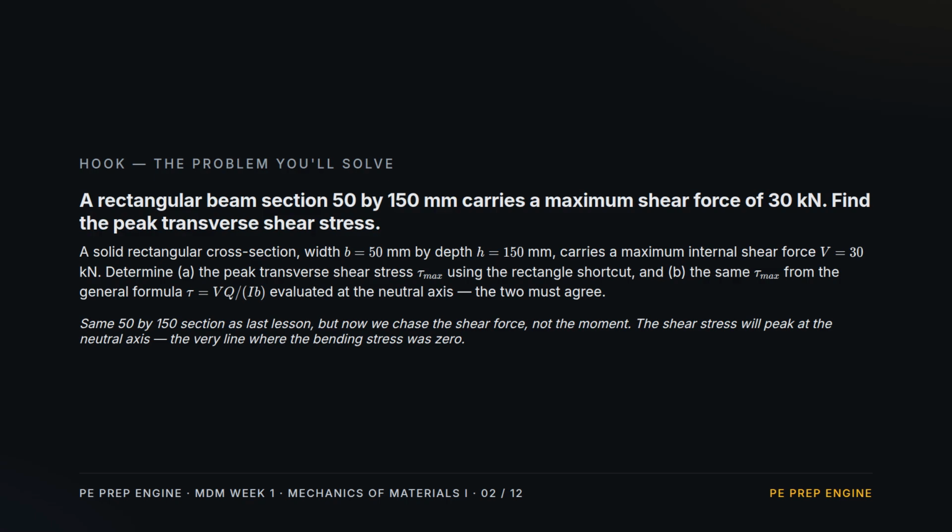Here's the problem. Take a rectangular section, 50 wide by 150 deep, the same section as last lesson, but now it carries a maximum shear force of 30 kilonewtons. Find the peak transverse shear stress two ways. First, with the rectangle shortcut, then from the general formula evaluated at the neutral axis. The two had better land on the same number.